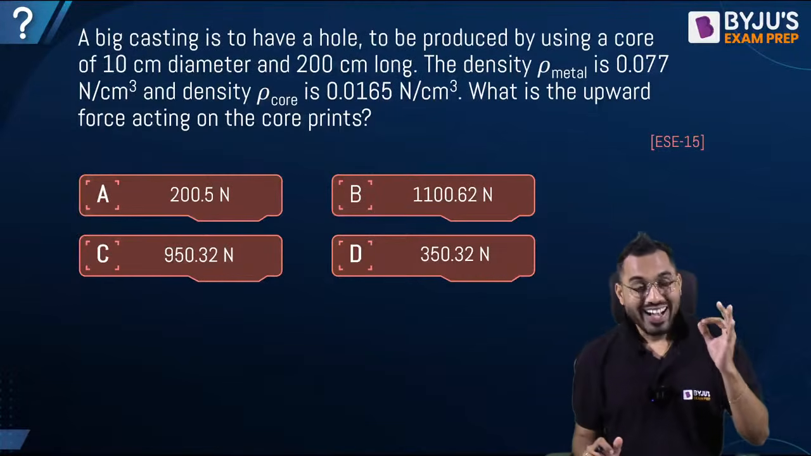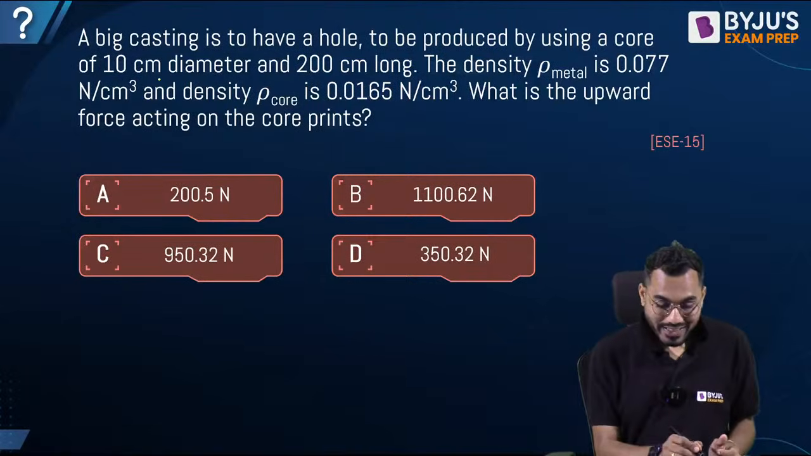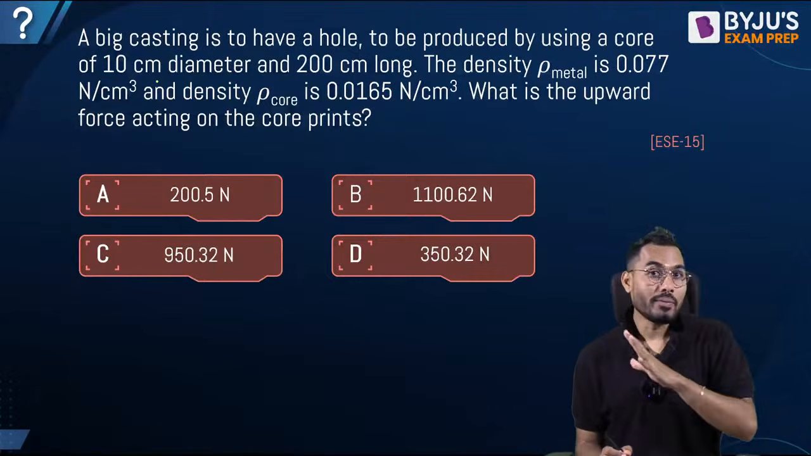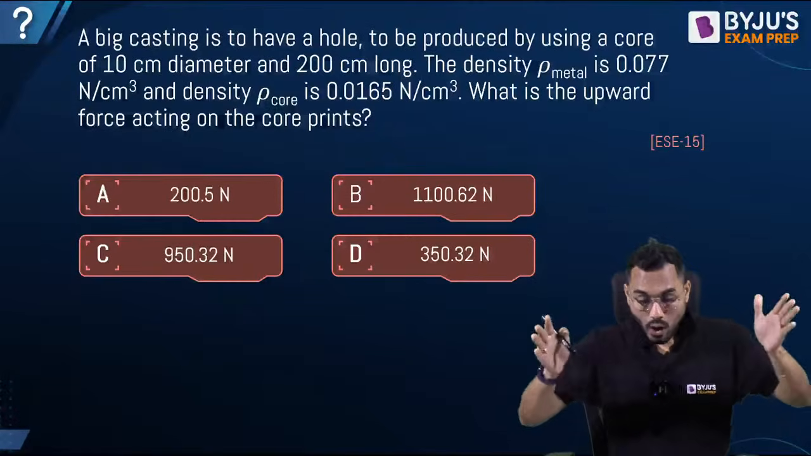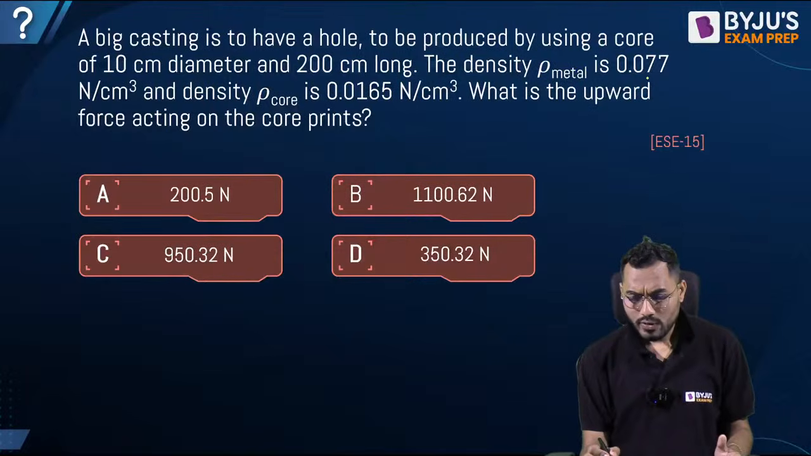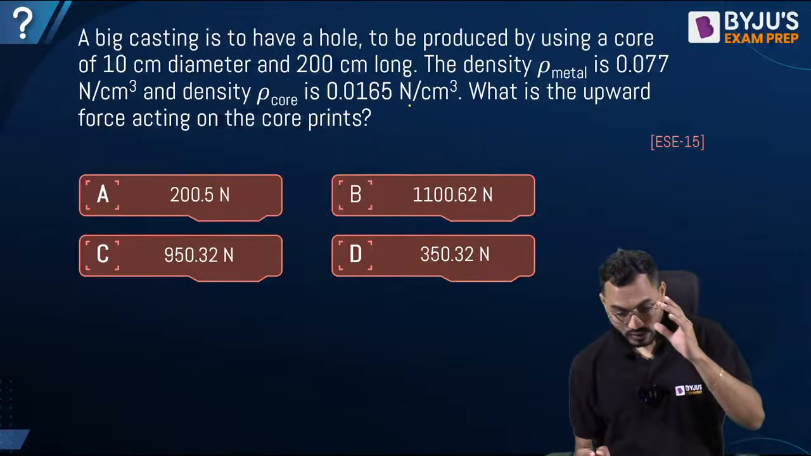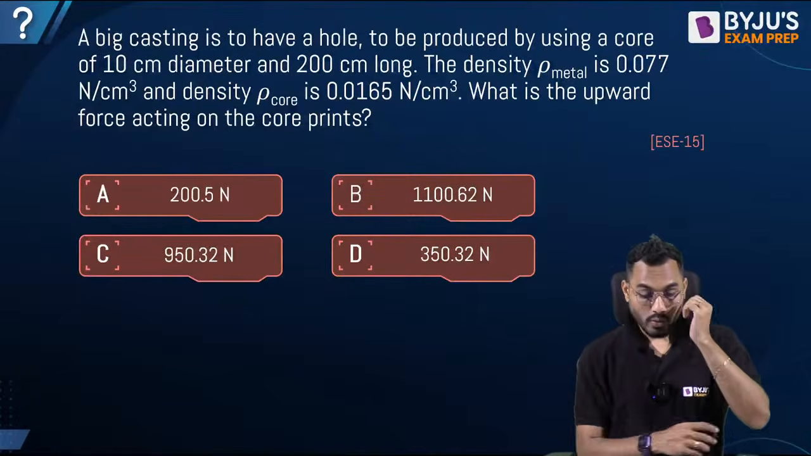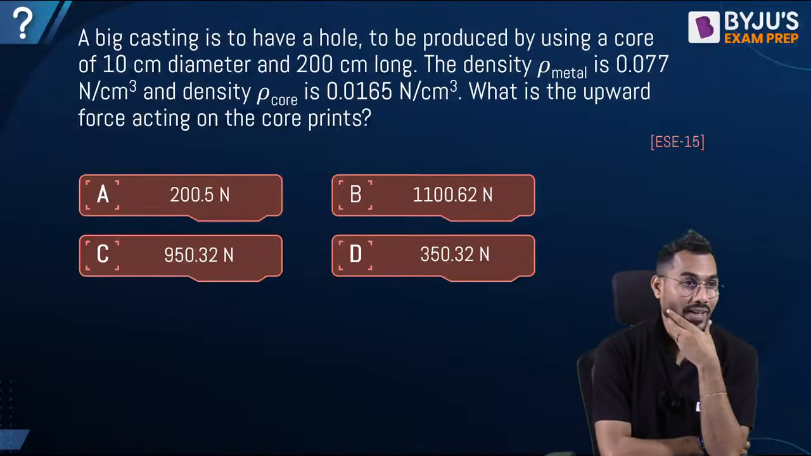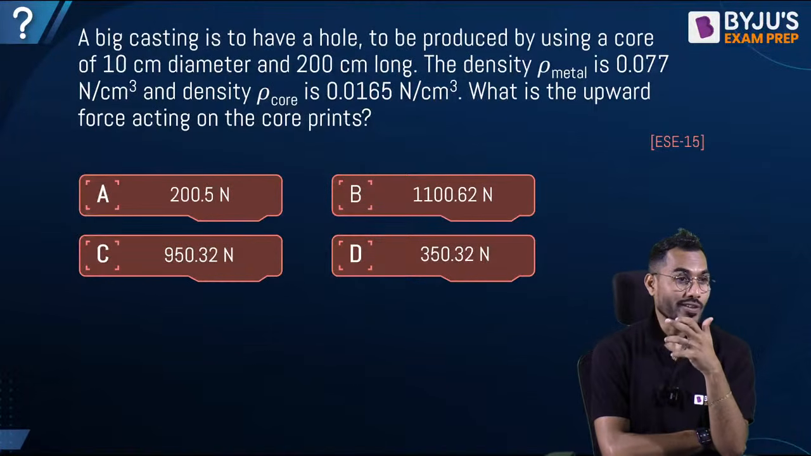A big casting has a hole to be produced by using a core of 10 centimeter diameter and 200 centimeter long. The density of the metal is 0.077 Newton per centimeter cube, and the density of the core is 0.0165 Newton per centimeter cube. What will be the upward buoyancy force acting on the core?